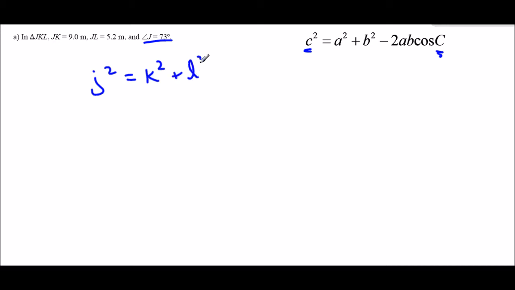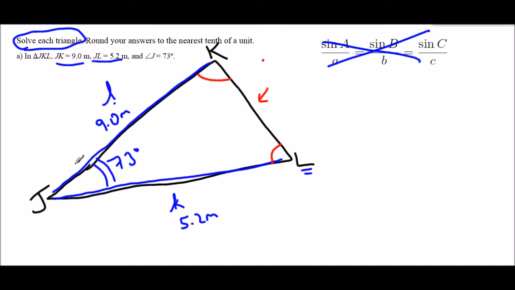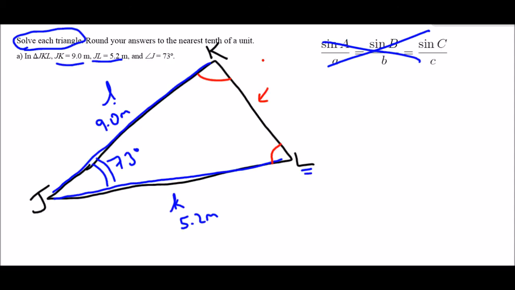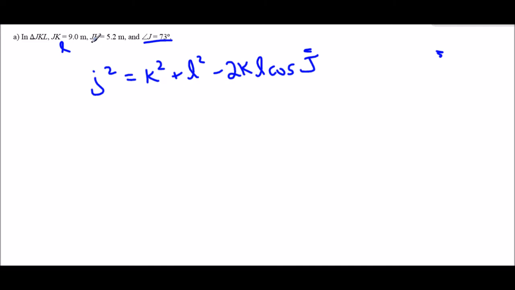First, I'm going to write the cosine law using the appropriate names from this particular question. So I have side K, side L, 2KL, and then cosine J. Again, let me go back and make sure I get the right information. Side JK is also known as little l, and side JL is also called little k. So when I substitute, I'll substitute the correct values.